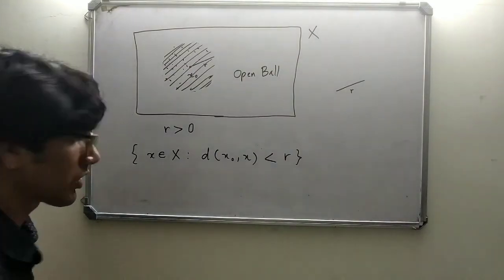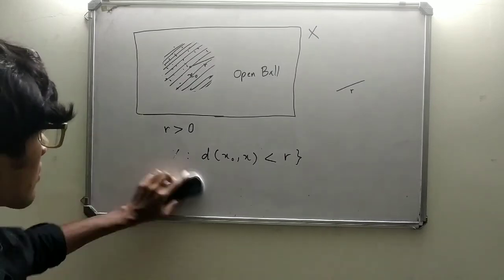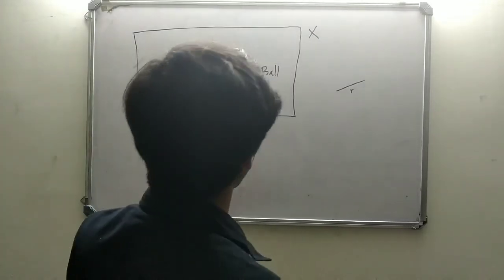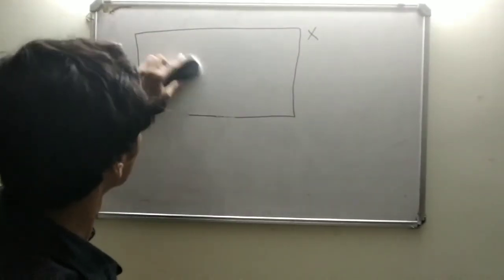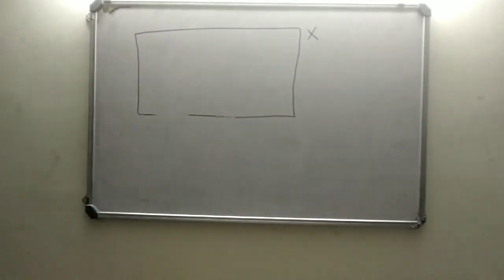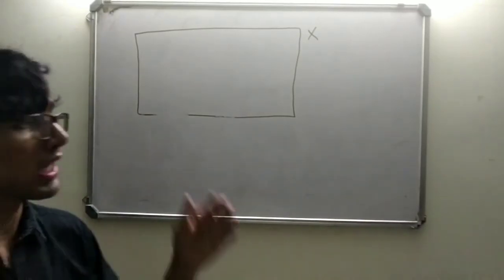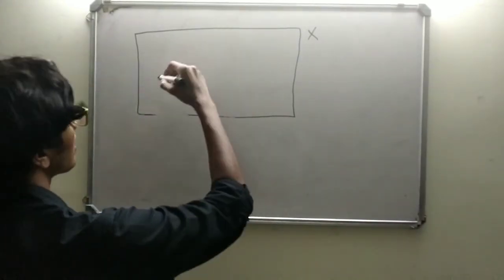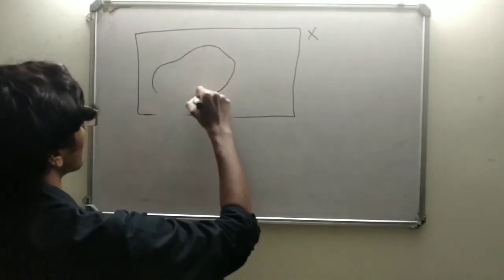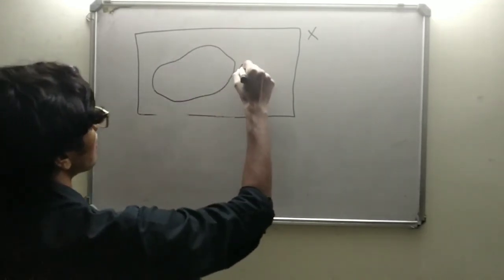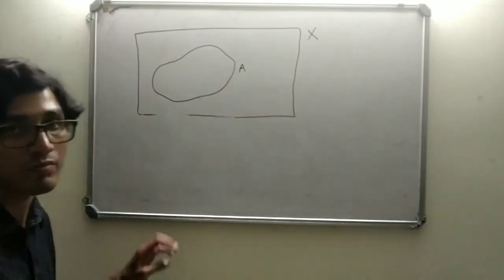Next we should look into an illustration for an open set. So instead of point x naught, we take a subset A, a subset A contained in X. So I'm just going to draw some subset A contained in X.